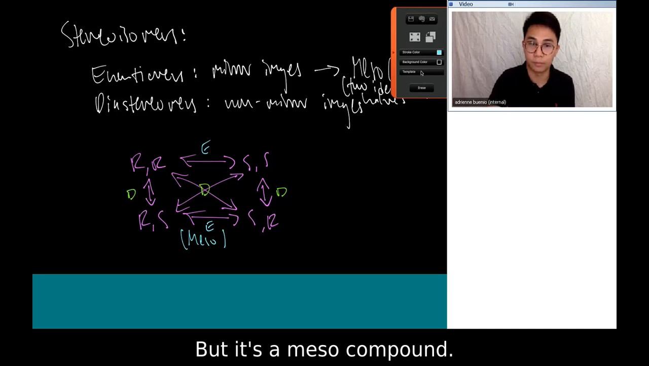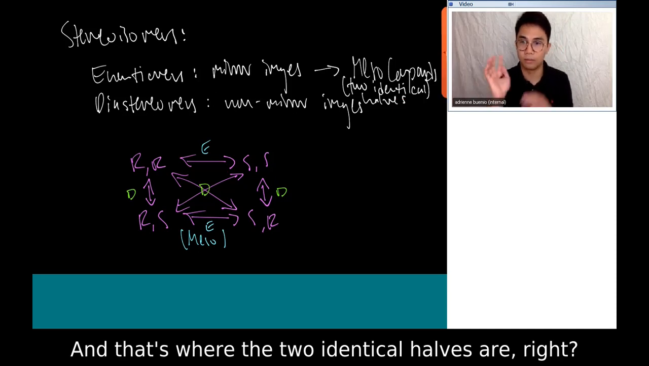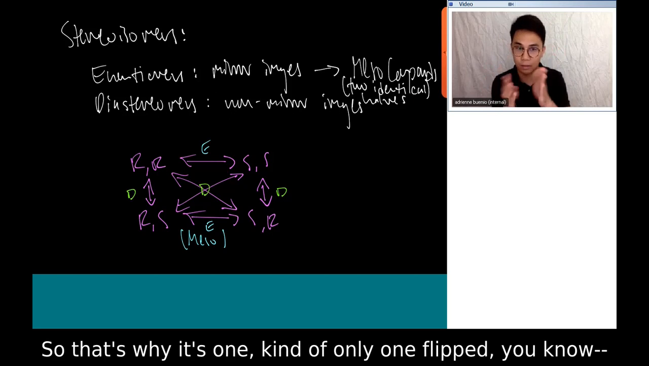So that makes sense. And this bottom part over here is enantiomers, but it's a meso compound. And that's where the two identical halves are, right? It's like a mirror image within itself. So that's why it's one. They only have one flip, you know.